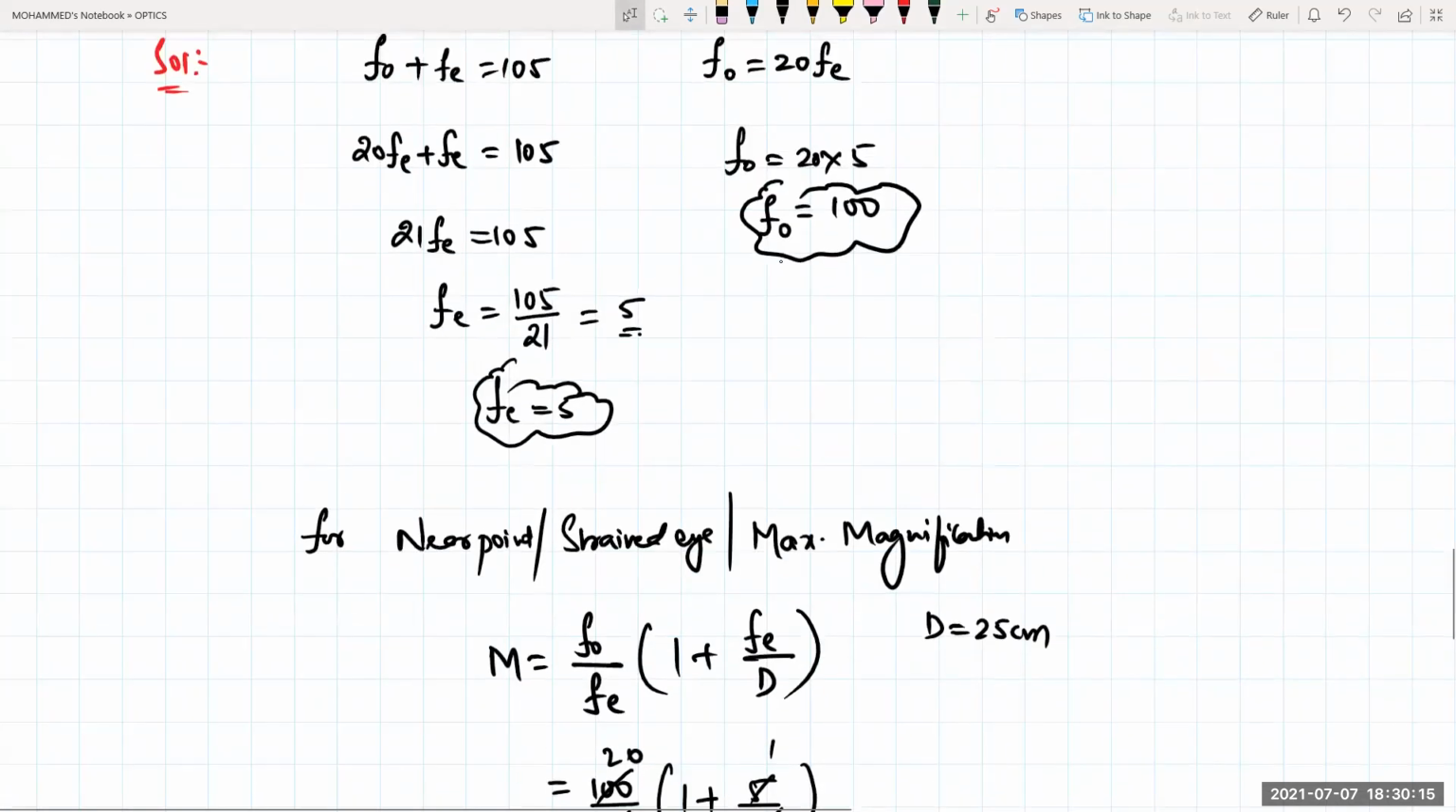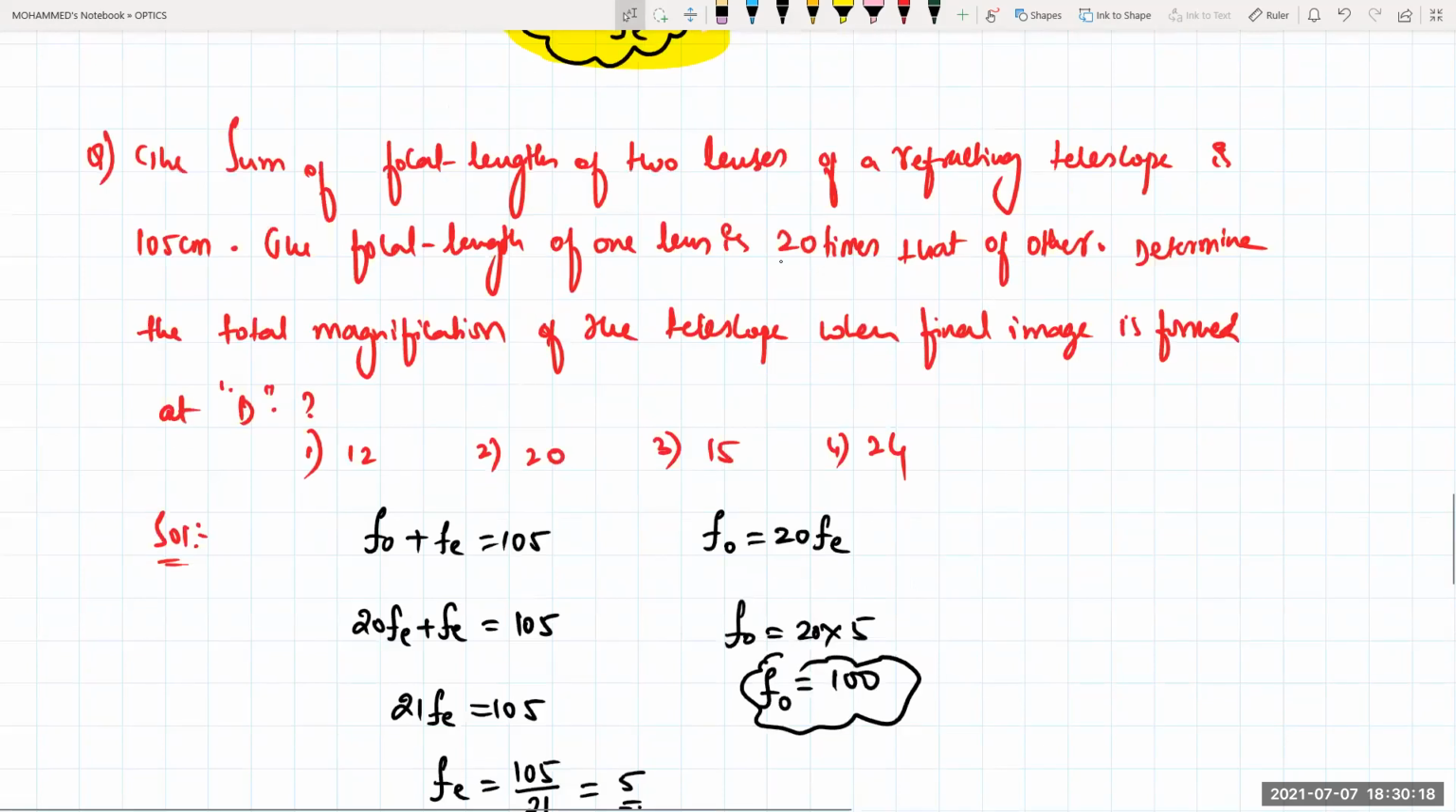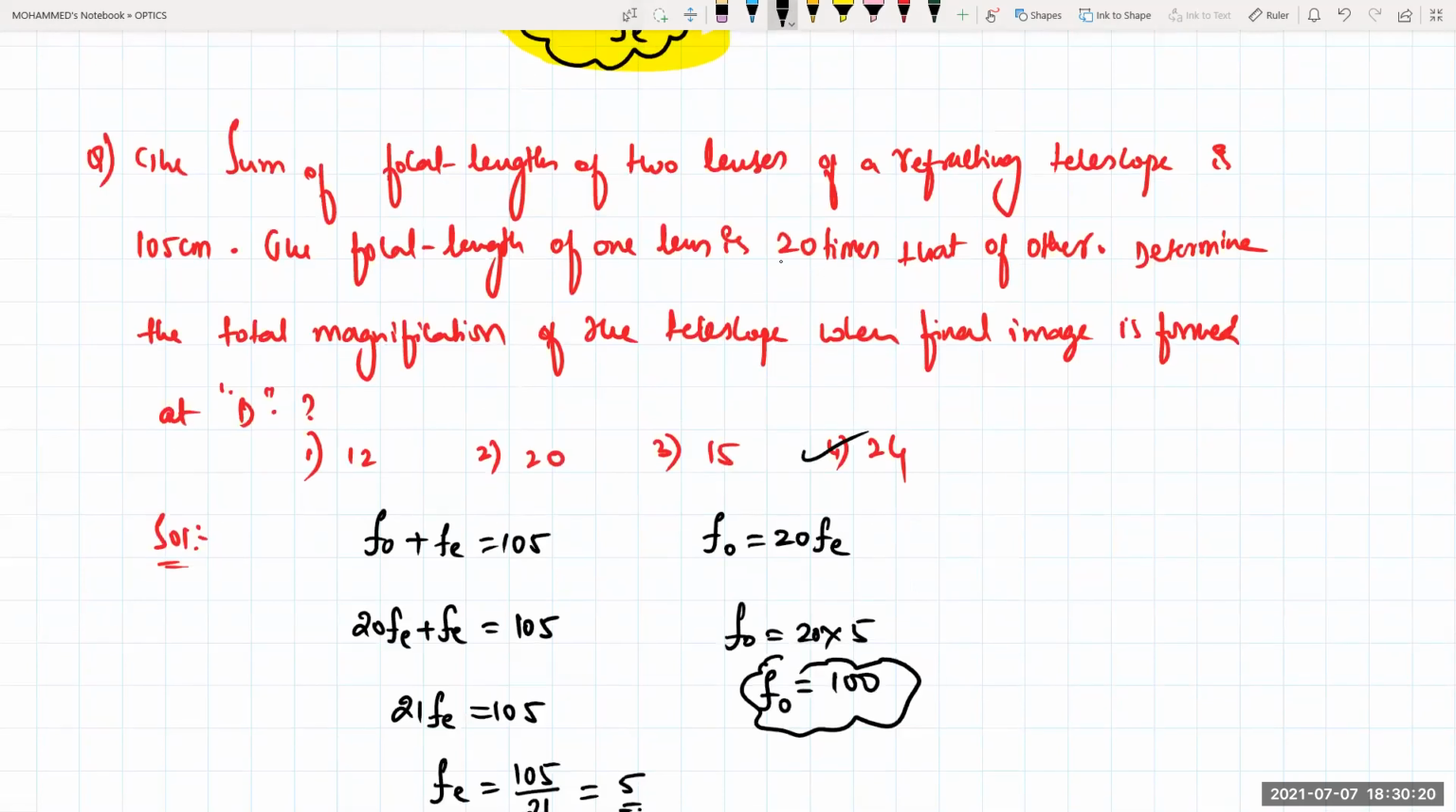Clear? 24 will be the answer. Got it? Any doubt in this one now? No, sir.